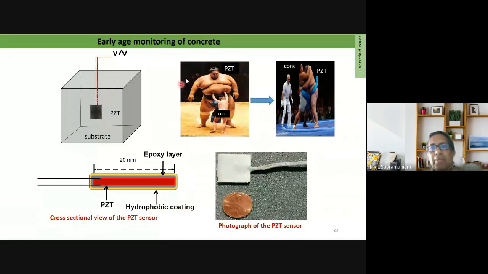Just to give you a schematic representation: initially, when the concrete is very, very soft, the PZT has its way. It's able to push the concrete aside. But when concrete gains in stiffness, going from a Young's modulus of a few megapascals to about 30 to 40 gigapascals, at that point concrete and PZT are quite matched in their Young's modulus. So it's a competition of equals, and the movement of the PZT is taking place within the epoxy layer.